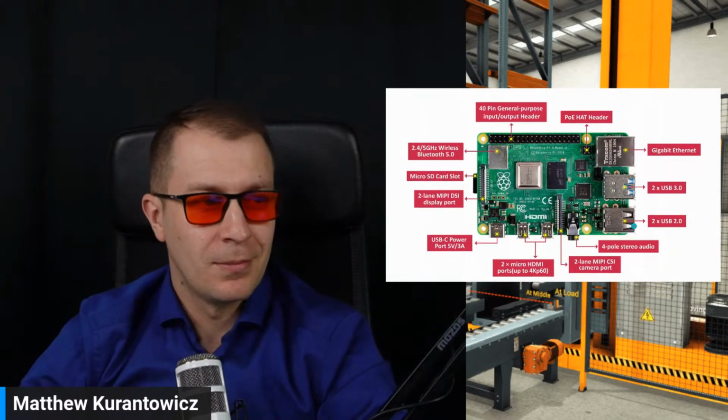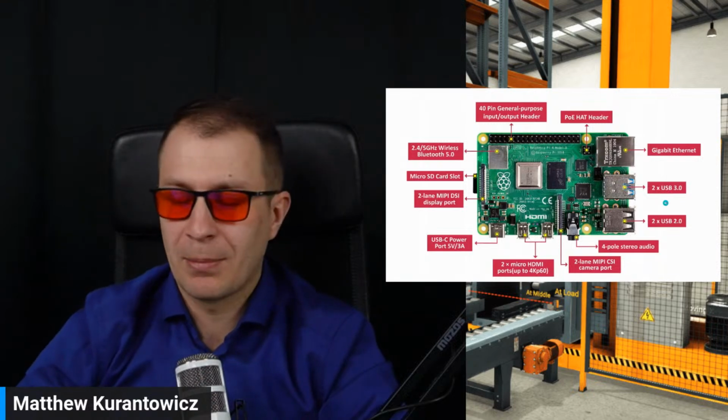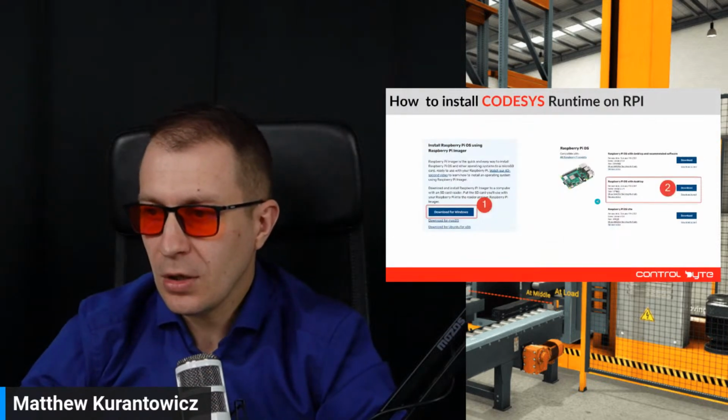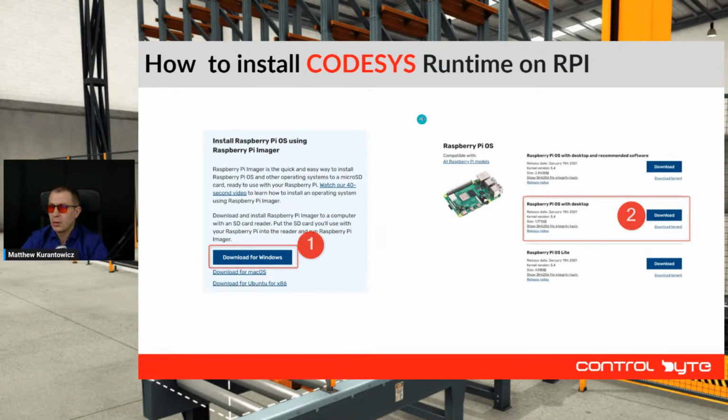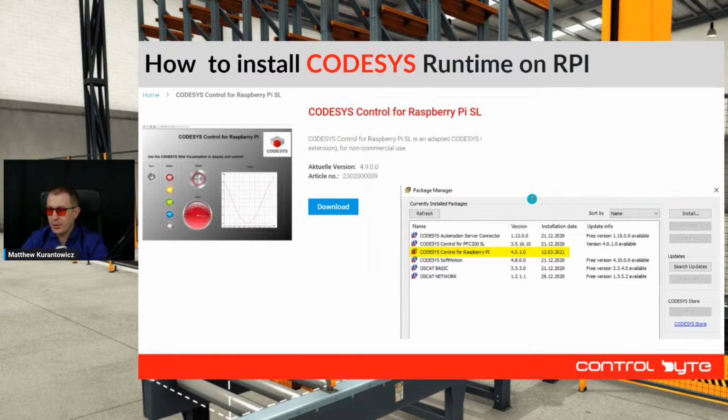Look at that, really small device, but it has a lot of opportunity to implement in industrial automation applications or home applications. You need to download a runtime for Raspberry Pi and install a runtime from CODESYS store.